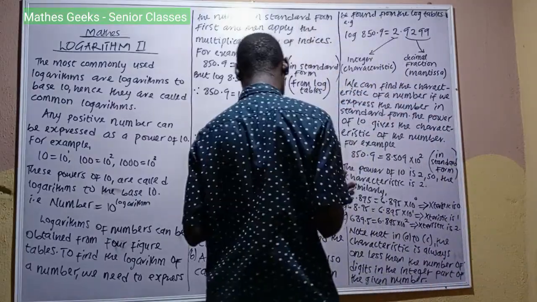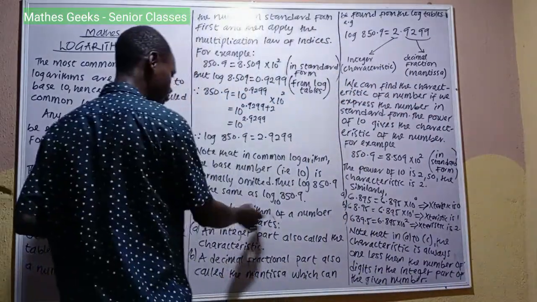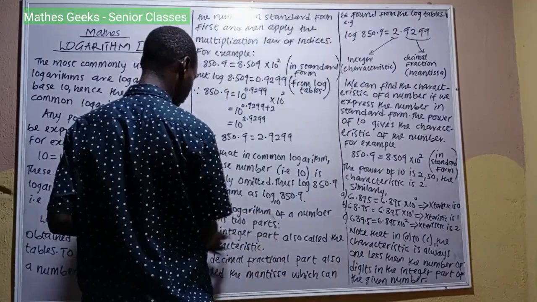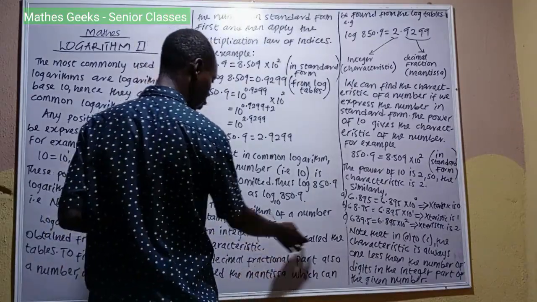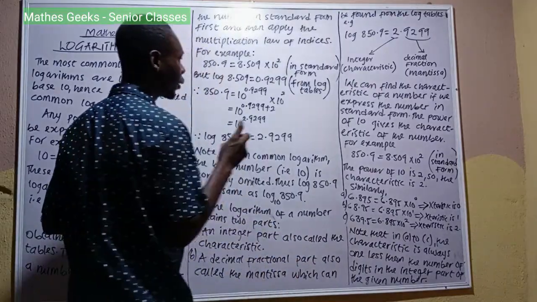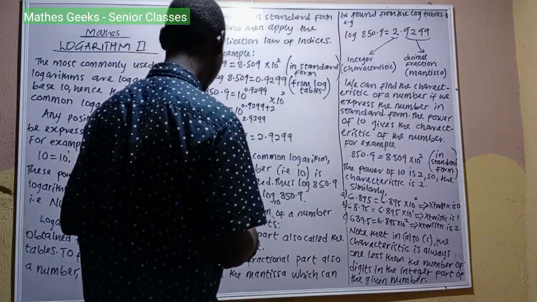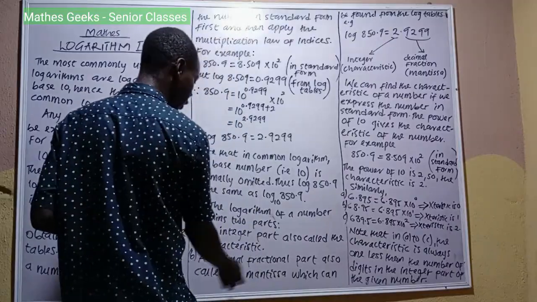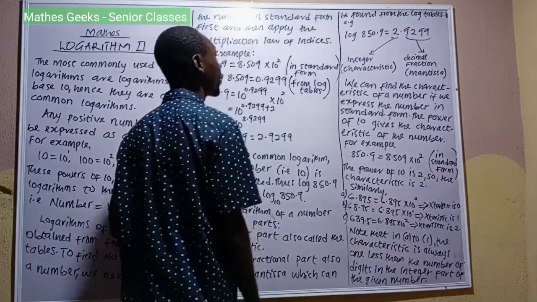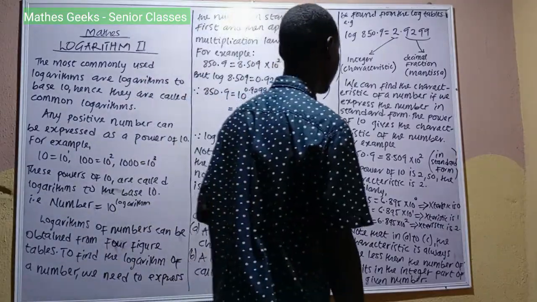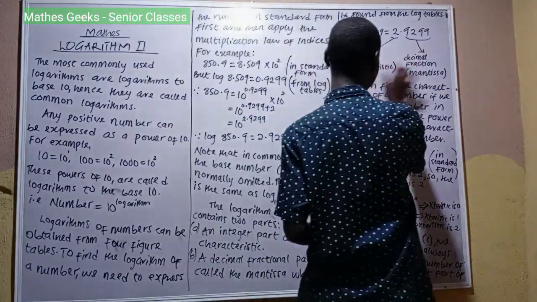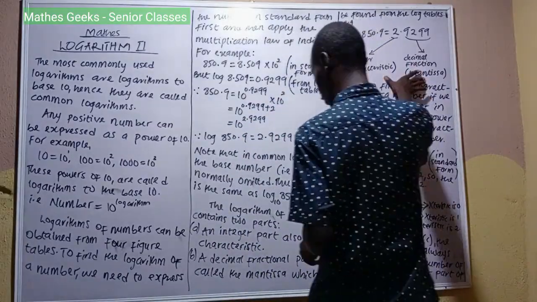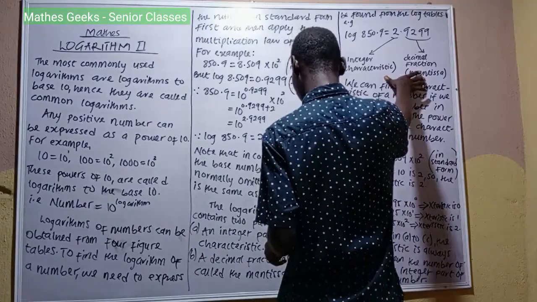Okay, so in a nutshell, the logarithm of a number contains two parts: A, an integer part, also called the characteristic, which is usually the whole number part. Then B, a decimal fractional part, also called the mantissa, which can be found from the log tables. So these are the two parts that the logarithm of a number is made up of.